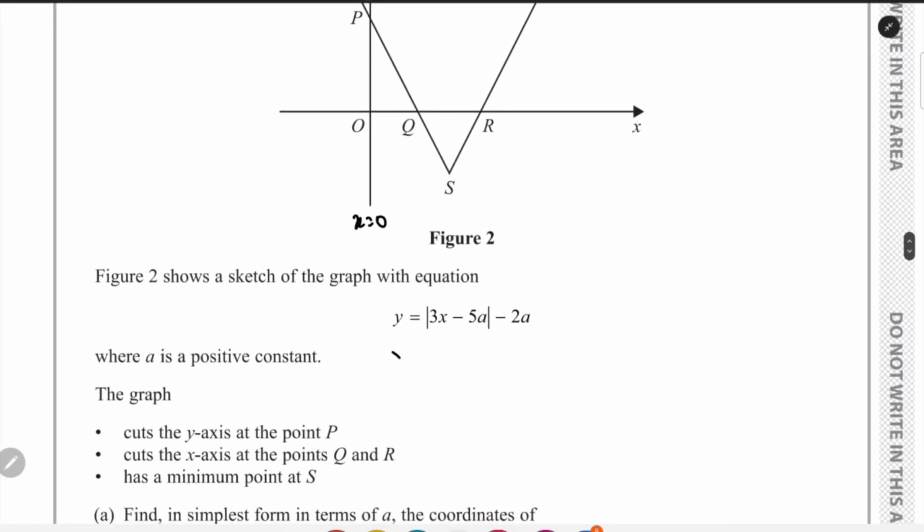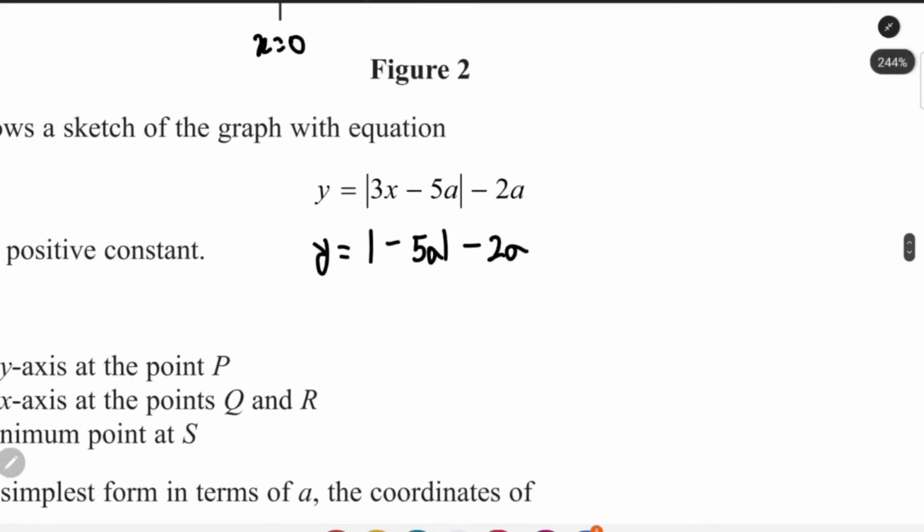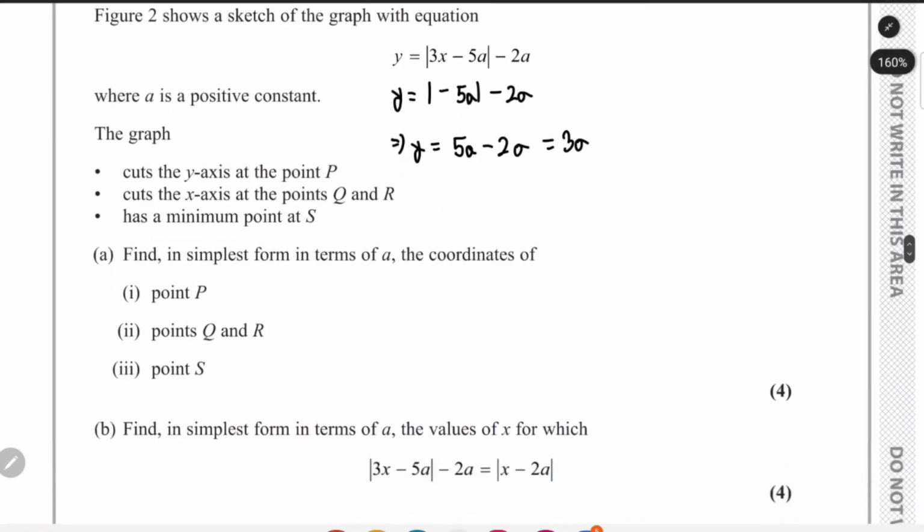So we'll place x equals 0 in this equation. We get 3 times 0 minus 5a, minus 2a. Now in the modulus sign, we don't care about the minus, we only want the magnitude. So we have 5a minus 2a, which is equal to 3a. So the point P is 0, 3a.